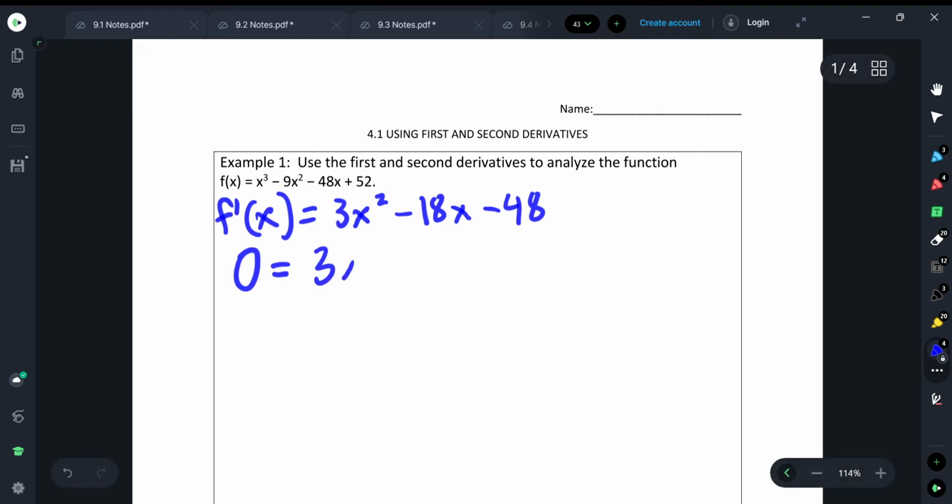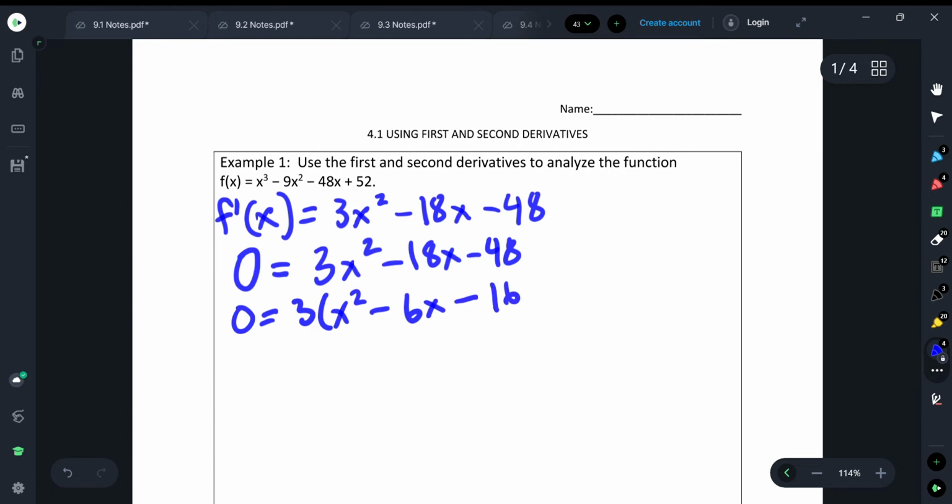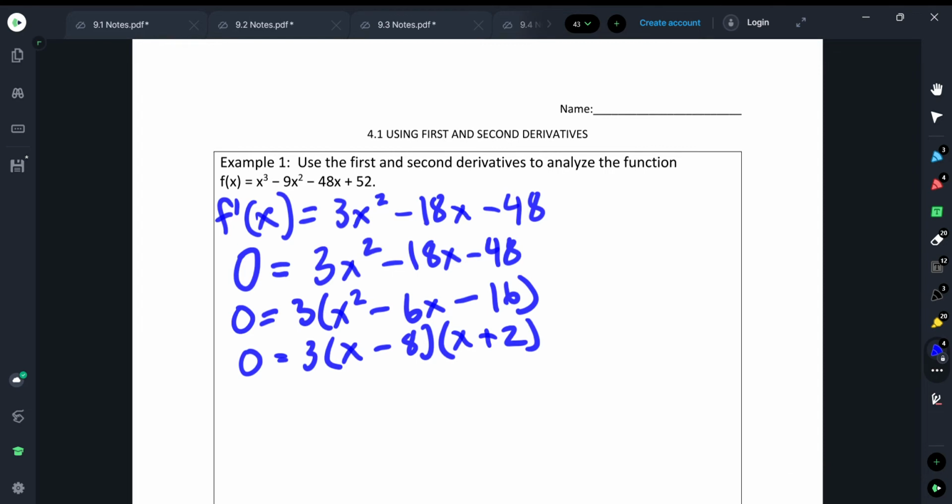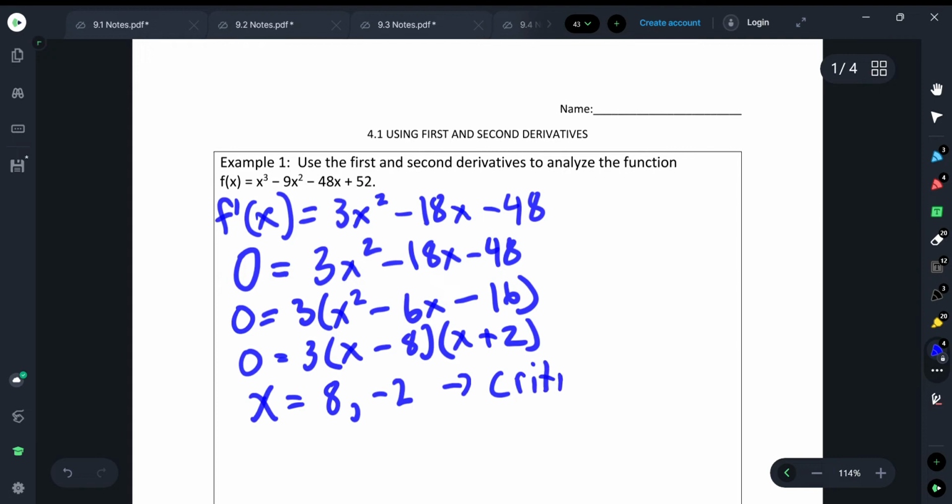All right, so we're going to set this equal to zero. We're going to go back to ninth grade and do some factoring. This is going to be 3 times x squared minus 6x minus 16. This is just going to literally be x minus 8, x plus 2. Obviously, if we divide, that 3 would go. So x is equal to 8 and negative 2. So these are what we call your critical values.